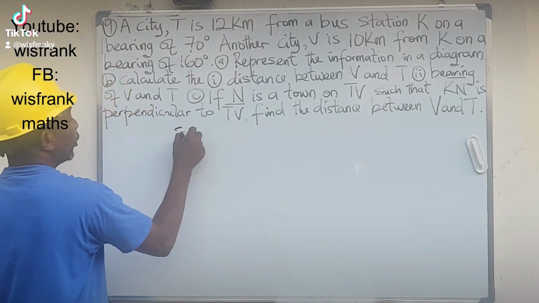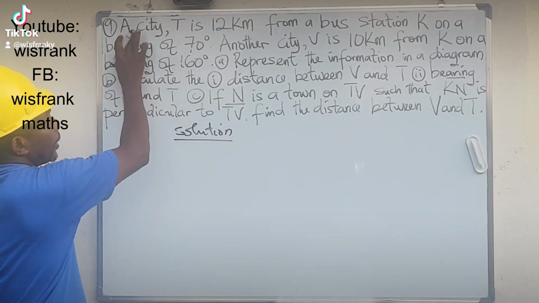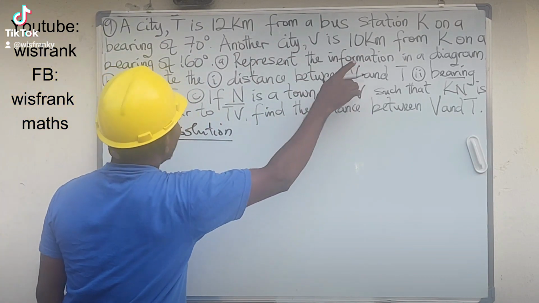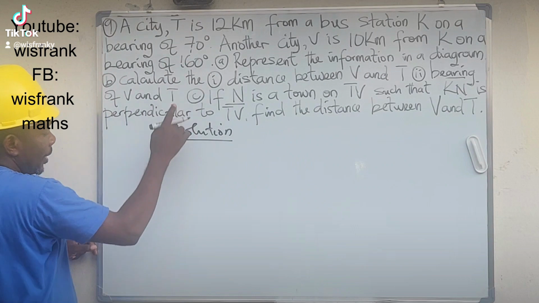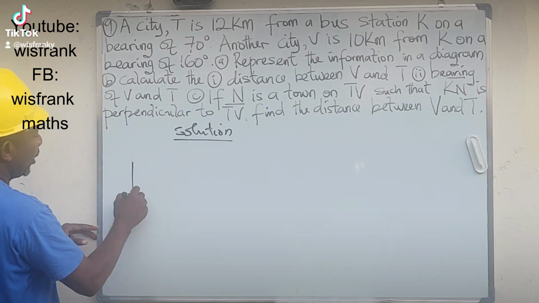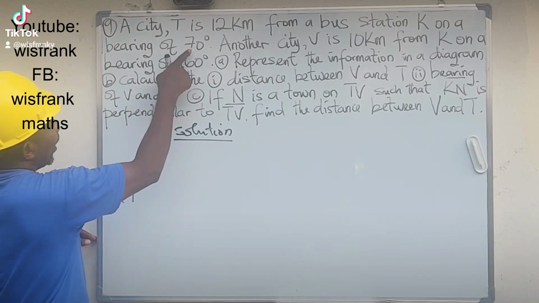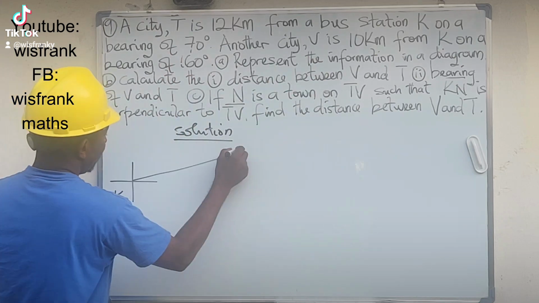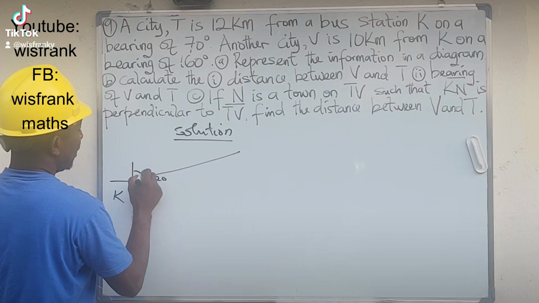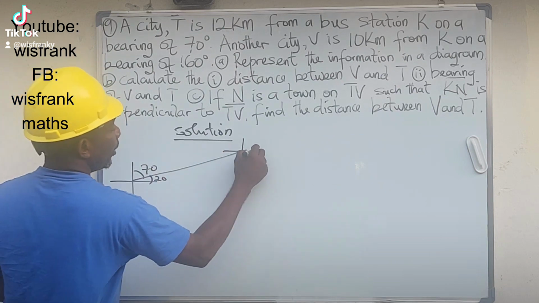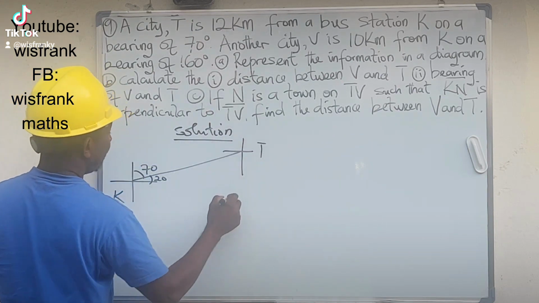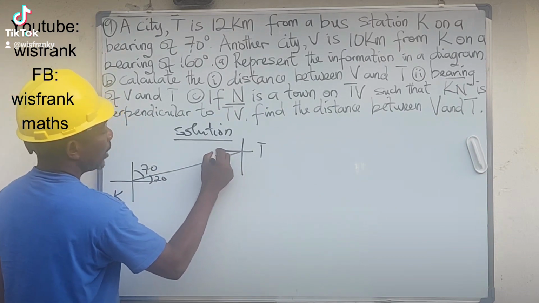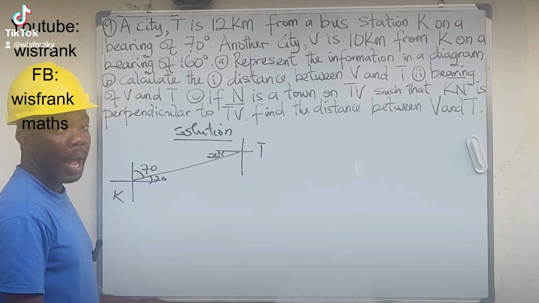So we have the solution. We are told that a city T is 12 kilometers from a bus station K on a bearing of 70 degrees. Let's say we have this bus station here, K, on a bearing of 70 degrees. So this is 20 degrees, and this is 70 degrees. So that is the bearing of town T. When this angle is 20 degrees, we know that this one is also 20 degrees, meaning alternate angles are equal.